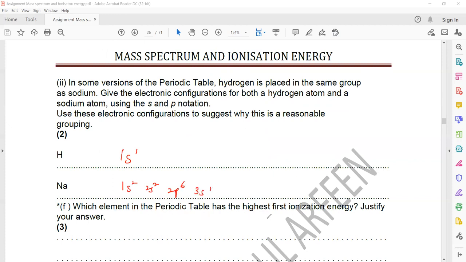Which element has the highest first ionization energy, and justify your answer. So which element has the highest ionization energy in the periodic table? That is helium. And why does helium have the highest ionization energy? Because its electronic configuration is 1s2, it has 2 protons, 2 neutrons, and the first shell is complete. So as the reason, when we write, we'll mention it has a complete shell.